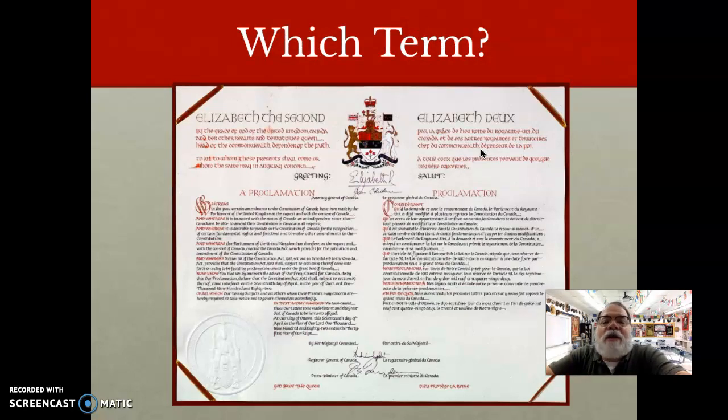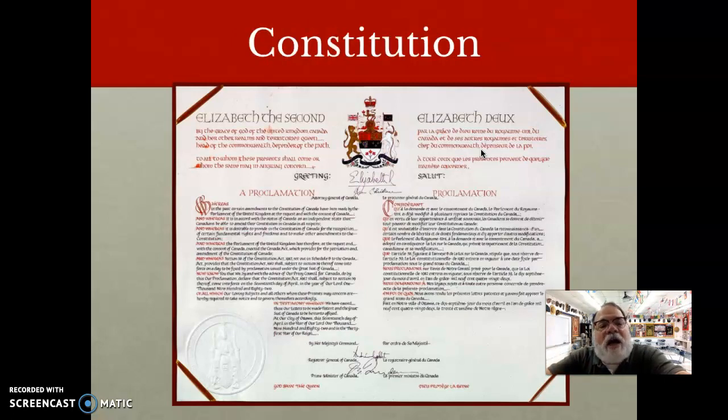Which term? Oh, look, it's got a bunch of written stuff. It has stuff about Elizabeth II on it. It's a proclamation. Huh, it's a document. It must be a constitution. Great Britain, United Kingdom doesn't really have a constitution. This is kind of complicated, but we'll skip that.